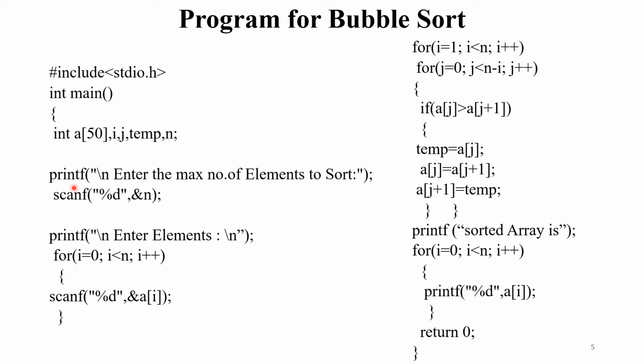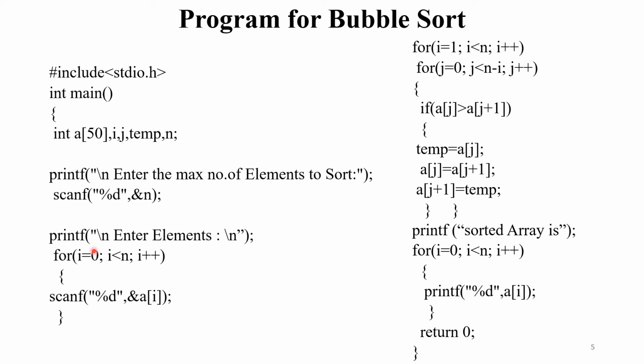Next, first we create the array. Printf, enter maximum number of elements to sort. In scanf, %d, address of n. Here we enter the size of the array. In the previous example, our n is 5. We enter the value of n as 5.